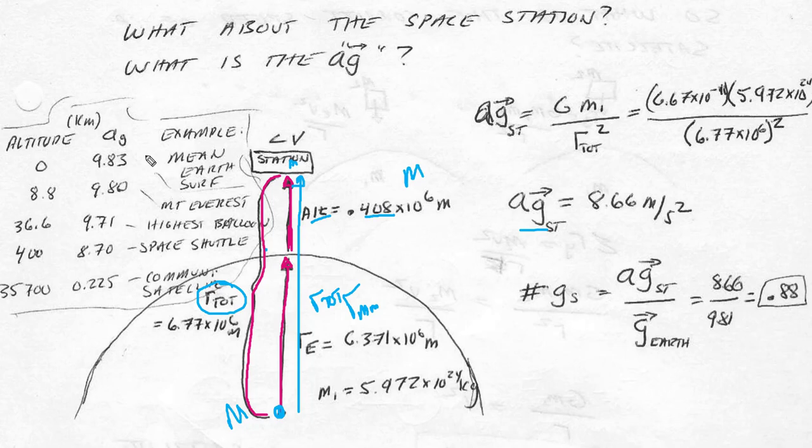Now, these are just some different G's. On the Earth the mean is 9.83, 9.80 on Mount Everest, 9.71 in the balloon, 8.7 for the space shuttle, etc. So that space shuttle is very close to the space station example. Now the communication satellite is 0.225.